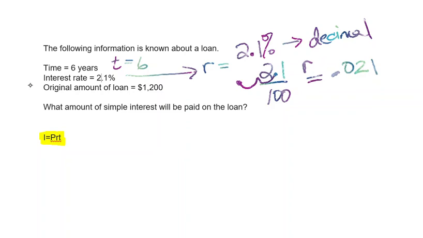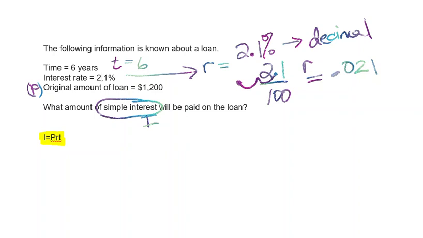And then the principal represents the original amount of the loan. So I represents the simple interest. So that's the variables defined for our formula. So notice the question doesn't ask how much money you will have. It asks how much interest will be paid on the loan. So we just want to know the interest. We're not looking for how much money we're going to have after 6 years.